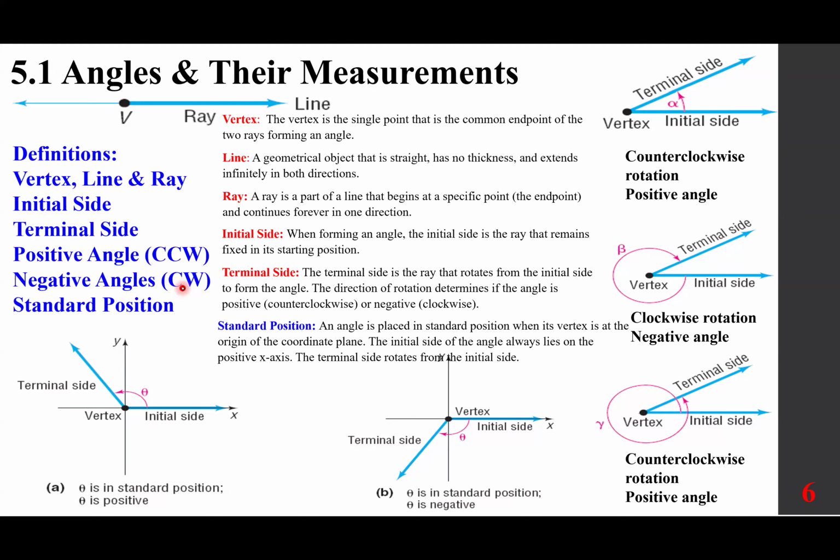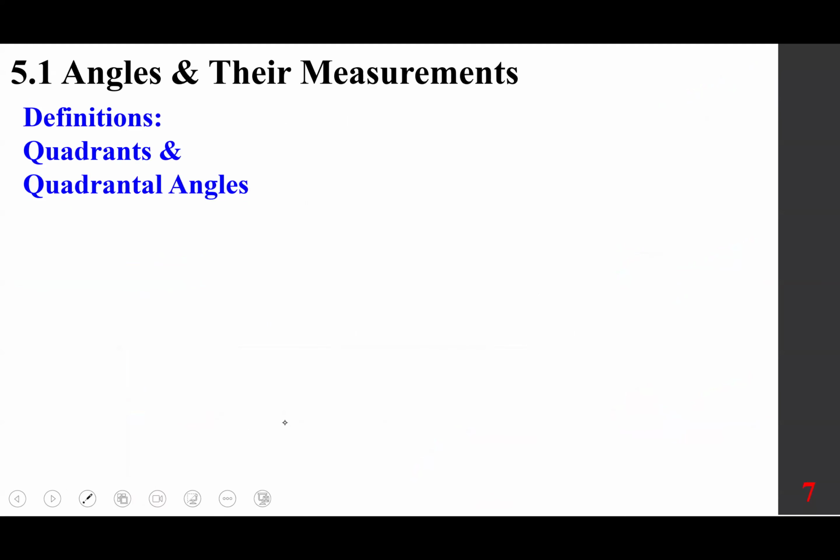So a quick recap. When you have an angle where the initial side and the terminal side meet, it's the vertex. This is the initial side. This is the terminal side. Counterclockwise is positive, clockwise is negative. And when the initial side is along the positive side of the x-axis, it is considered in standard position. All right, so let's look at quadrants, quadrantal angles, and take it from there.